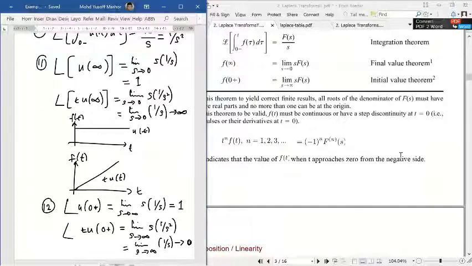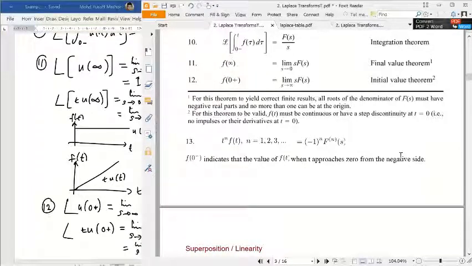Okay, so I think that's all for this video. In the next video we're going to discuss the inverse Laplace transform.